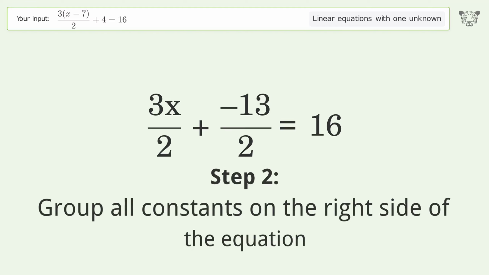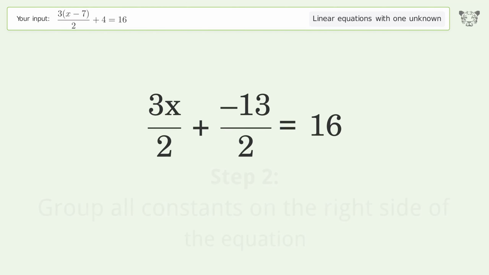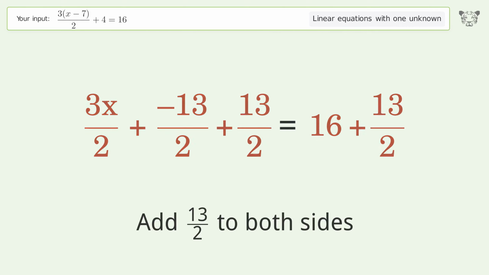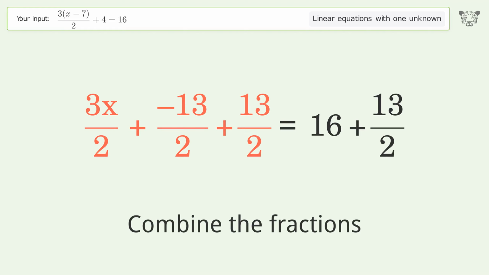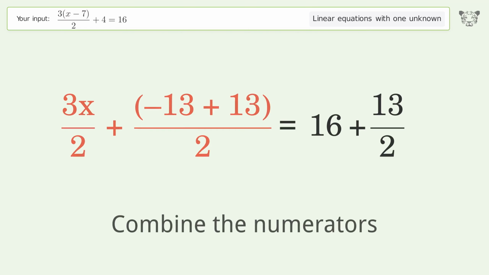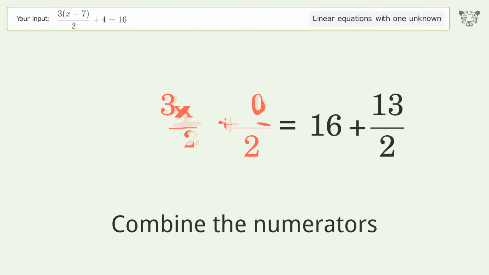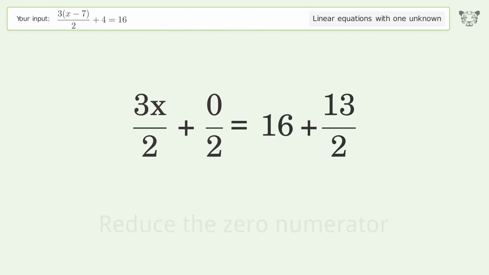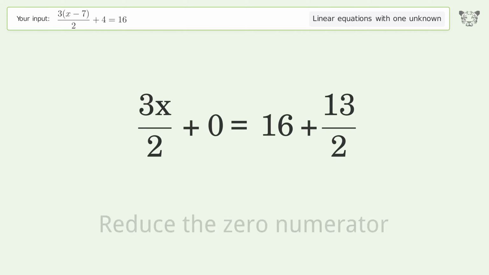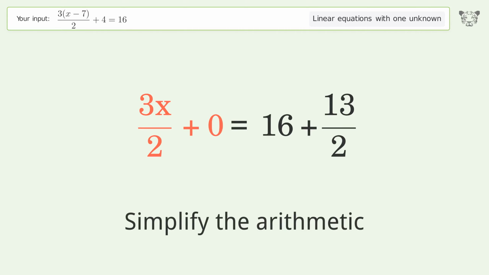Group all constants on the right side of the equation. Add 13/2 to both sides. Combine the fractions. Combine the numerators. Reduce the zero numerator. Simplify the arithmetic.